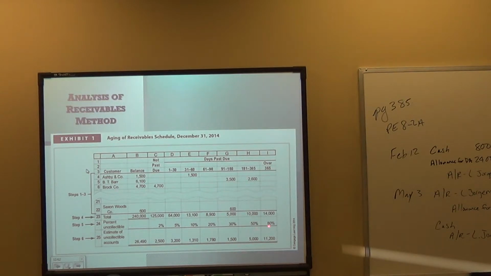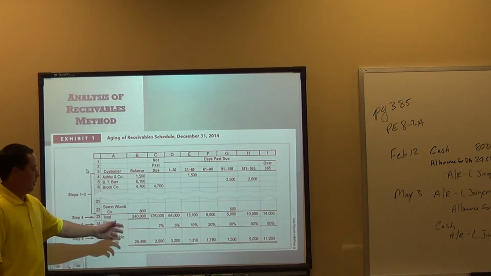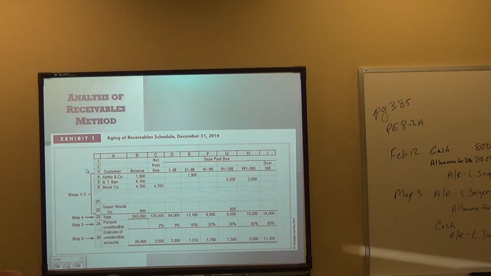That would probably put that closer to 100, but that's huge. It's 365 days. We only have 26,000 collectible out of 240,000 in receivables, and that's a lot. Even here at 50%, I would take that a lot higher myself, but that's what we're doing for this problem.